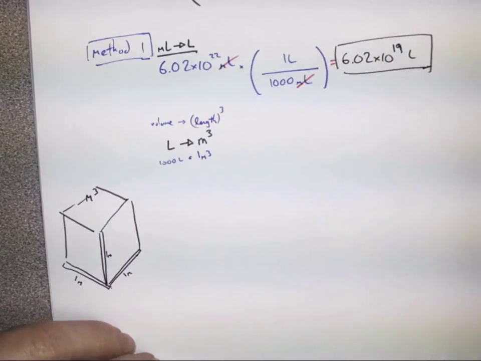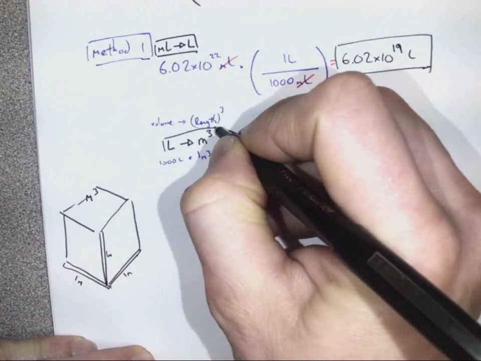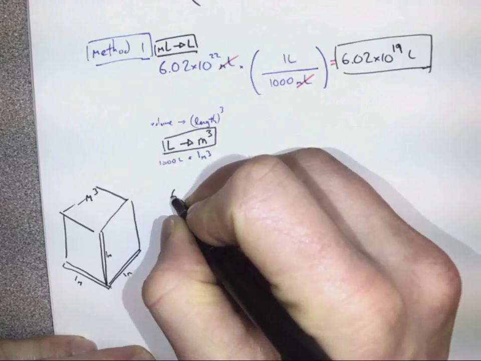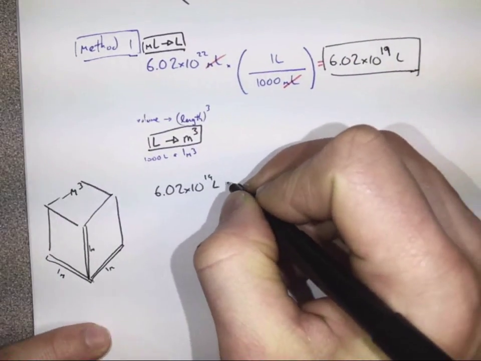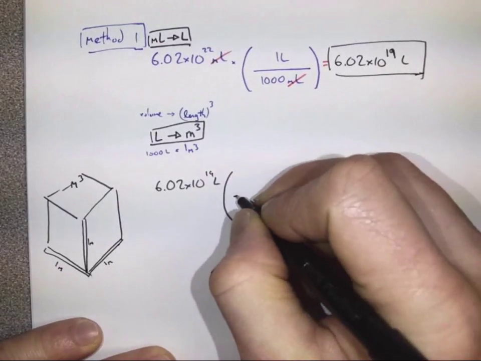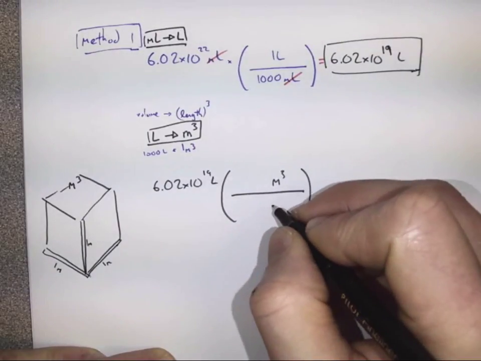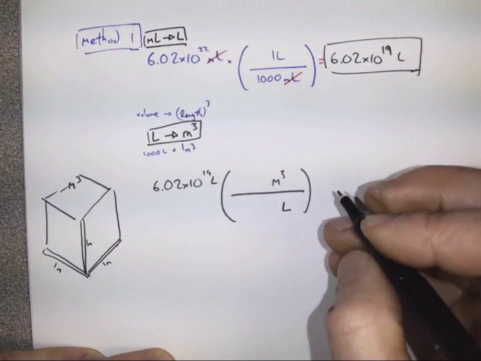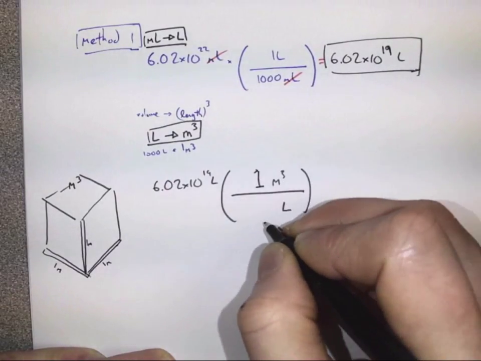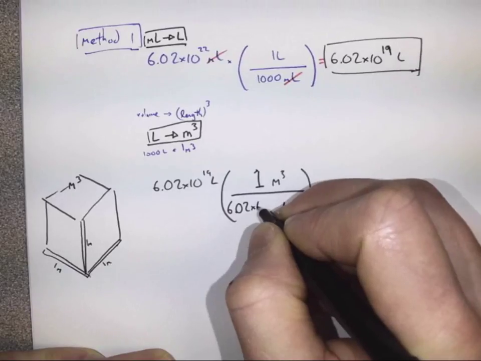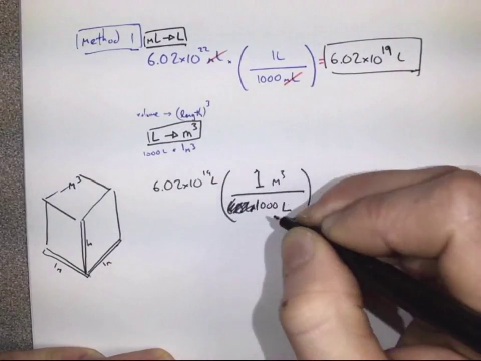So I can go one stage further here. So that's our method 1. We've got 2 different conversions here. So I'm going to say, okay, well, I've got 6.02 times 10 to the 19 liters. And maybe I can convert it once more into something slightly bigger, which is a cubic meter. So we'll put a cubic meter here and the liters down here. And I know 1 cubic meter is equal to 1,000 liters. I don't know what I was thinking there.